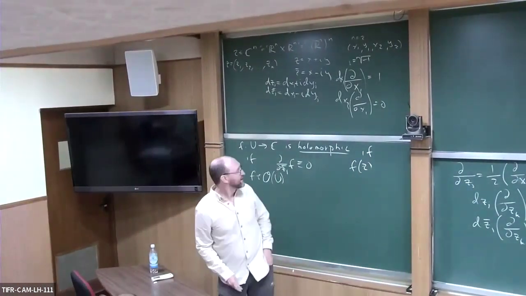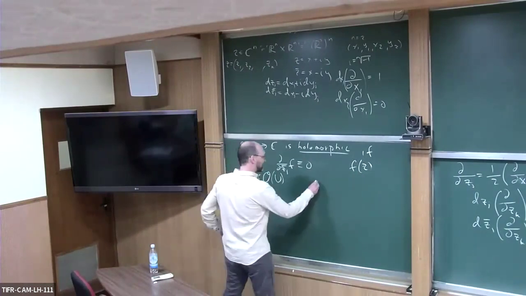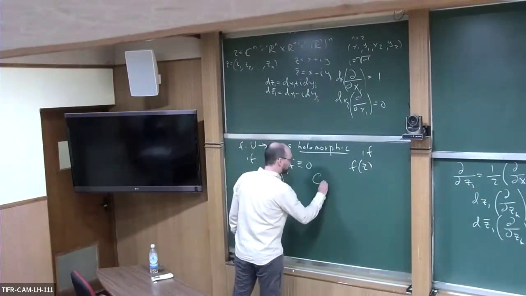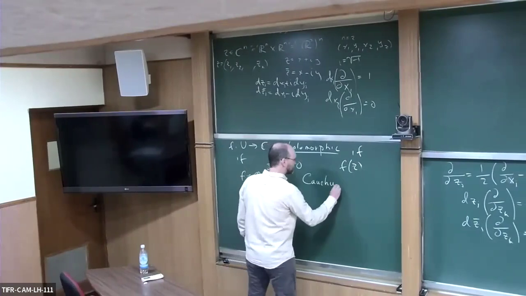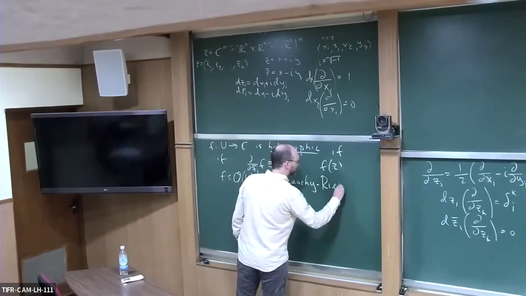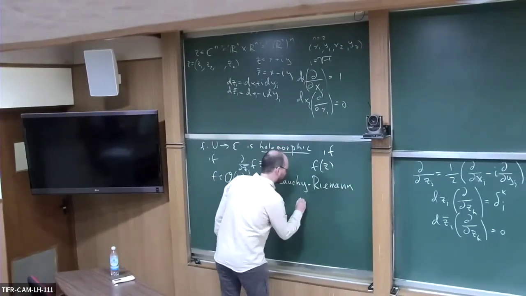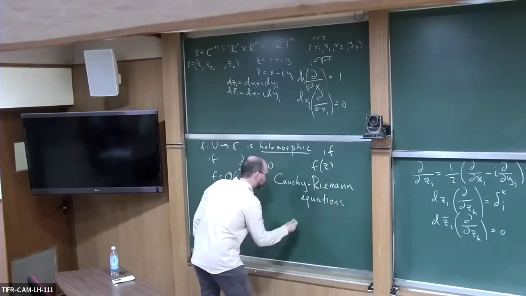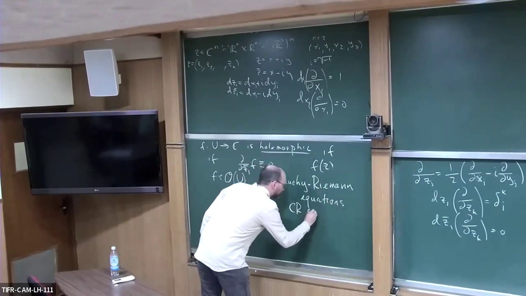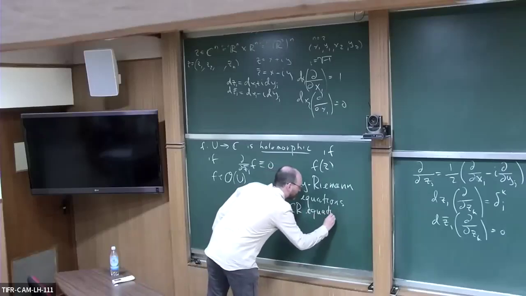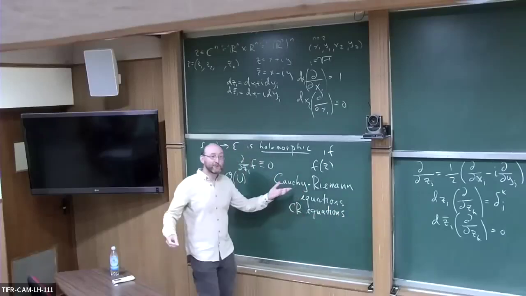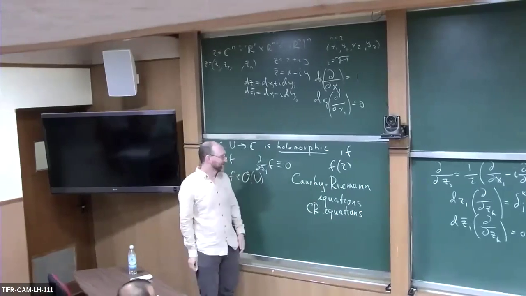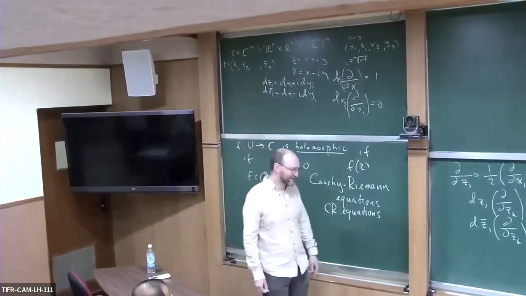All right. And these equations are the Cauchy-Riemann equations. Sometimes it's the CR. And that's where we get CR geometry. Think of Cauchy-Riemann geometry.